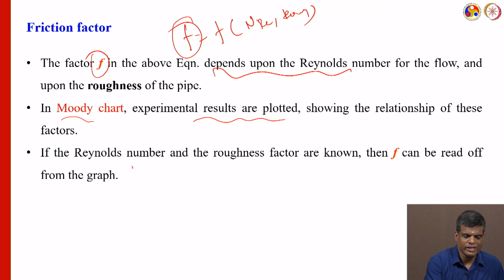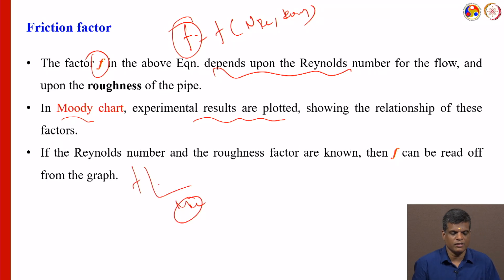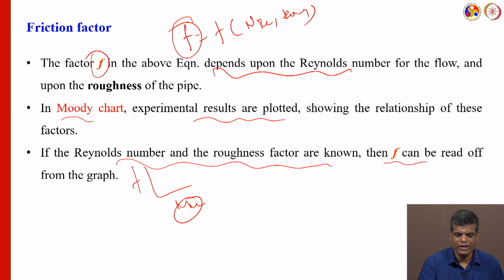Normally we plot F versus NRE. So we will see where exactly our friction factor falls based on the Reynolds number, whether it is laminar flow or turbulent flow. If the Reynolds number and roughness factor are known, F can be read off from the graph. The forthcoming graph I can show you.